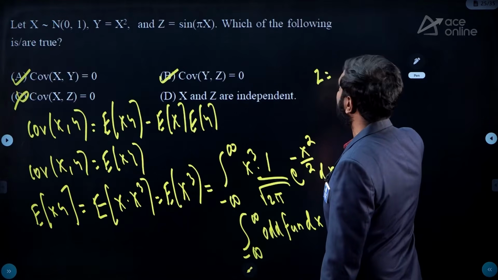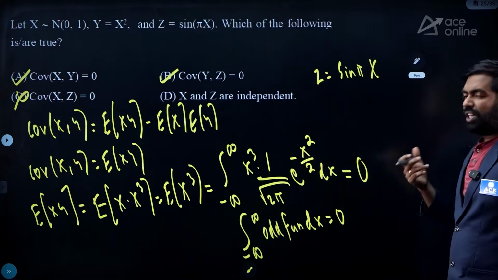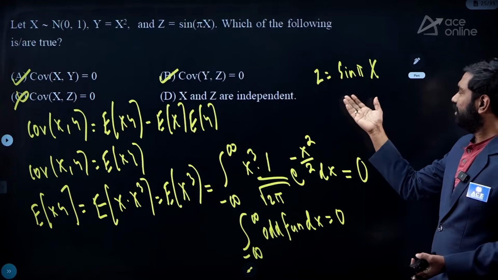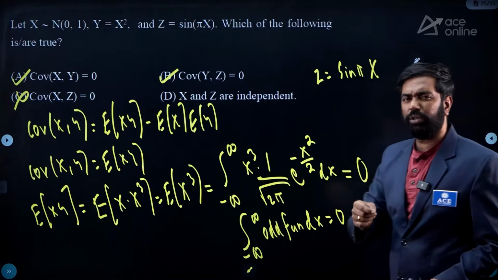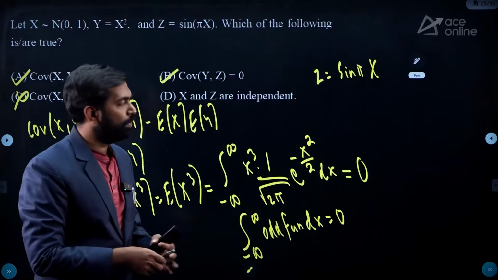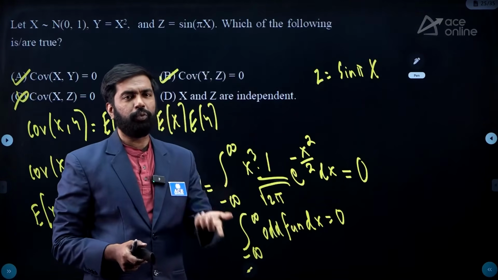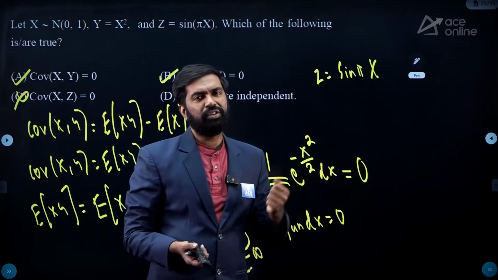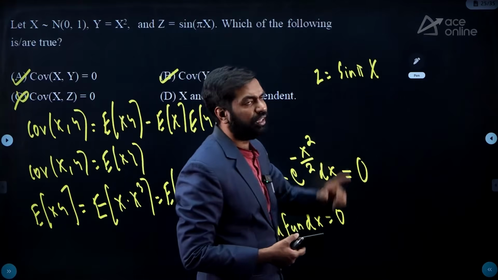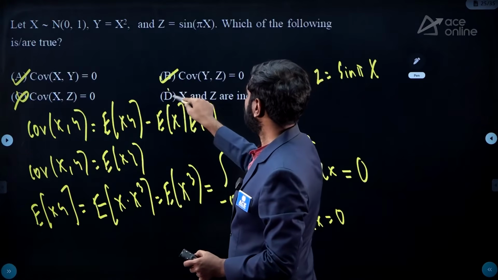Arey, what is z? Sine pi x. Now if you say they are independent, if I give you the value of x, see here, this expression itself, z equal to sine pi x, tells x and z are related, actually they are dependent on each other. You give me x, I'll tell you what is z. You give me an x value, for example x is 1, then sine pi is 0, so z is 0. So you can't say that they are independent, they are actually dependent and there is a clear relation between them. So this is clearly a false statement. X and z are independent is false.